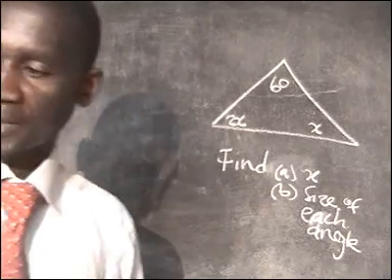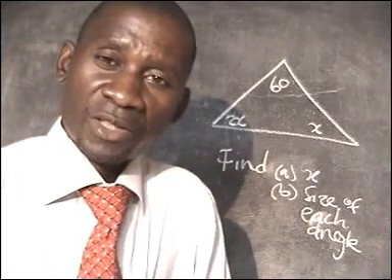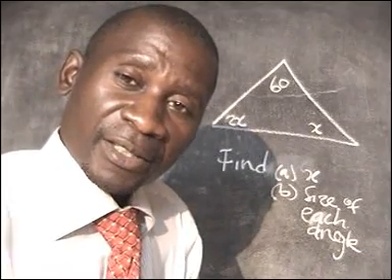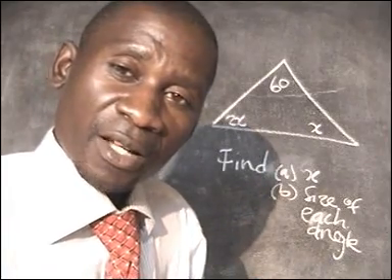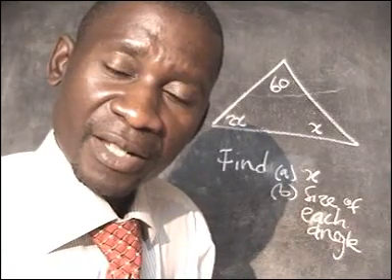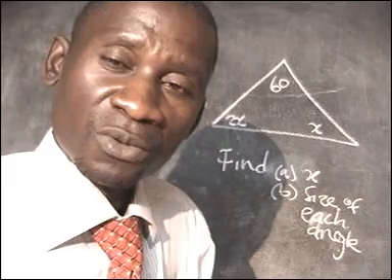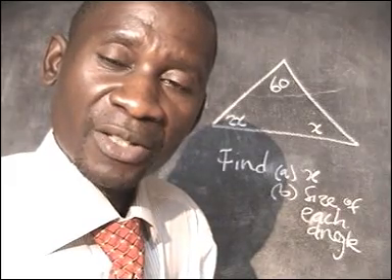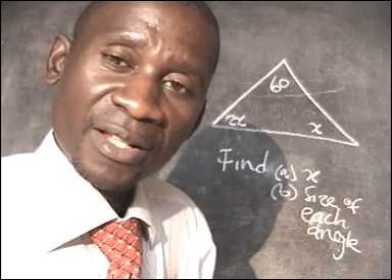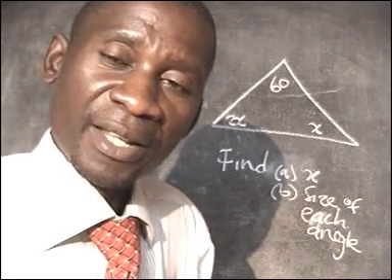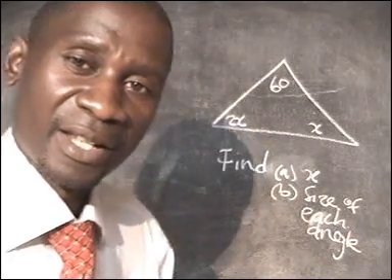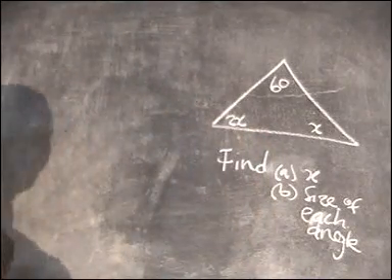If you confront such a question, it's not all that difficult to handle. The fact is that the three interior angles of a triangle add up to 180 degrees. So what you have to do is to come up with an equation that you are going to equate to 180 degrees, knowing that if you add the three angles inside the triangle, you have to get the sum, which is 180 degrees. So you start from there to find x.